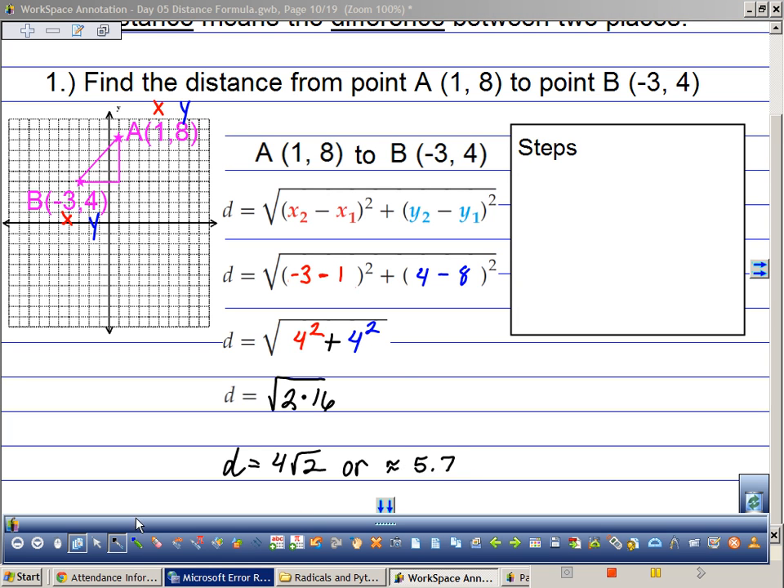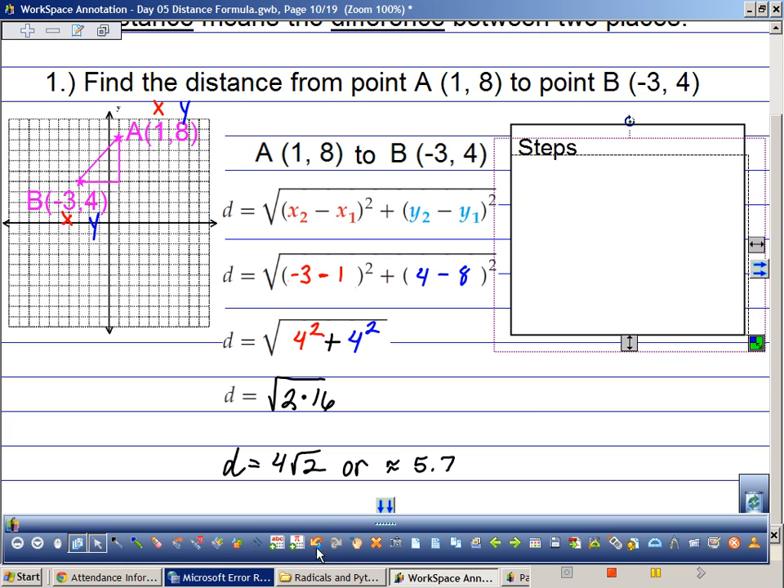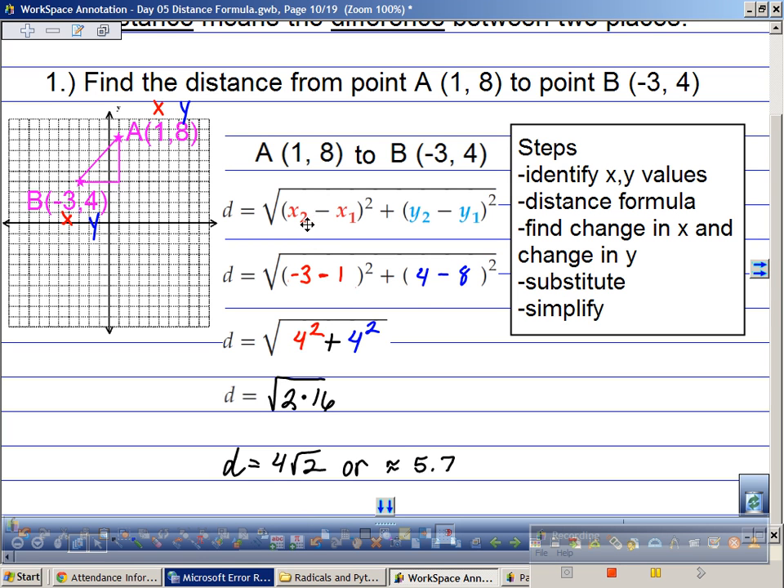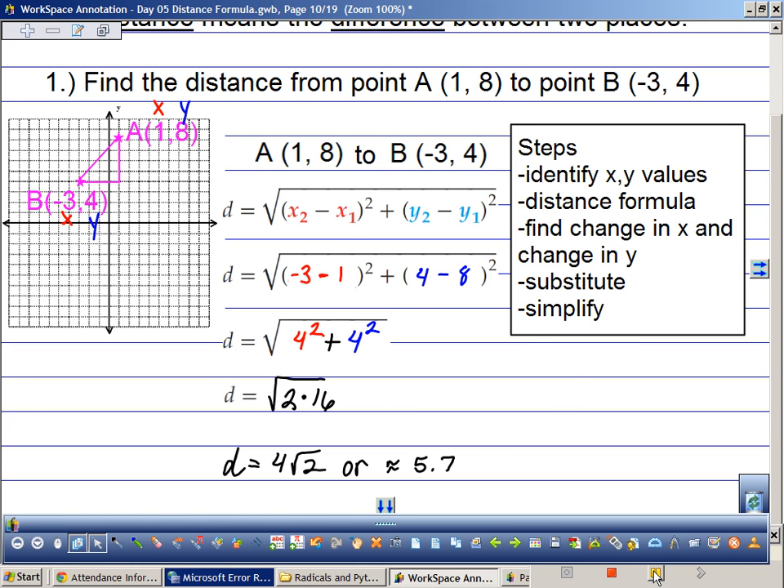Okay, so here are the steps. These are the classic steps. Identify x and y values, use your distance formula, find change in x and change in y, substitute and simplify. I'm not going to do this right here, this step. If you've been taught this and you want to use x2 minus x1 and y2 minus y1, that's fine with me. I'm going to use change in x and change in y. And I'm going to do it for every single one of them. I would like you to copy this down.